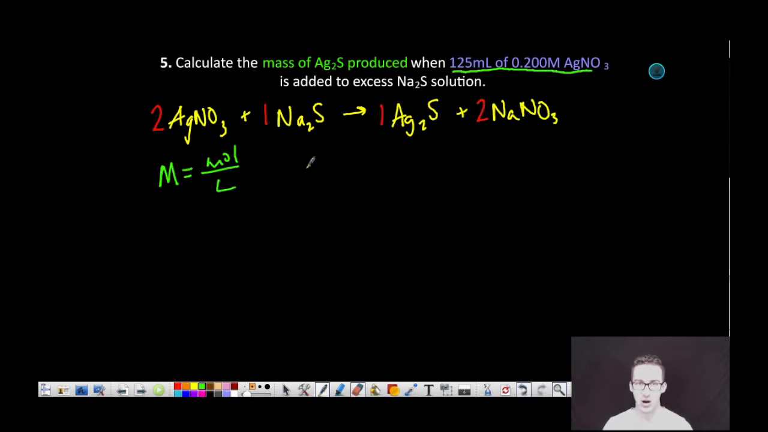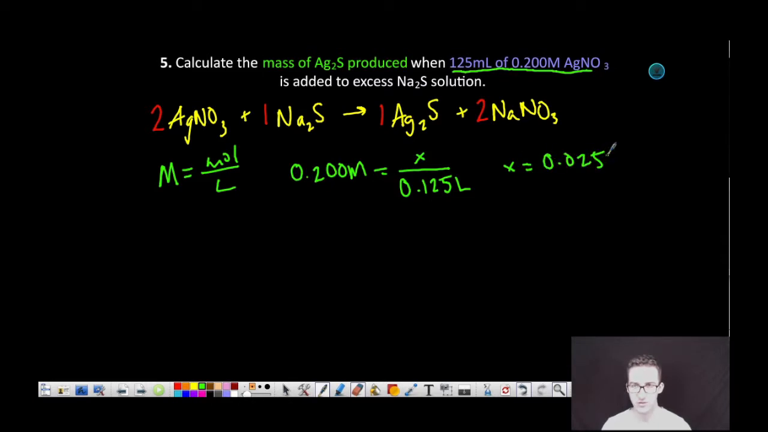So if we take our molarity here of 0.200, and our volume here, again, be careful that you convert it to liters. I'm going to do that in my head because I'm a genius. We can solve for the number of moles of silver nitrate in this 125 milliliters simply by doing a quick multiplication, which will give us 0.0250 moles of silver nitrate.